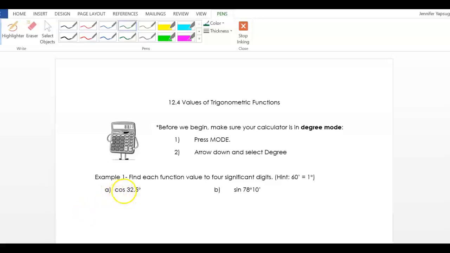We're asked to find the trig function to 4 significant digits. If the problem is given in minutes, I put the hint up here to remember that 60 minutes is equal to 1 degree. If I'm asked to find the cosine of 32.5 degrees, you are literally going to press the cosine button, which is right above the parenthesis key, and then type in 32.5 and enter. When you press that, you should get an answer of 0.8434, and that's it.